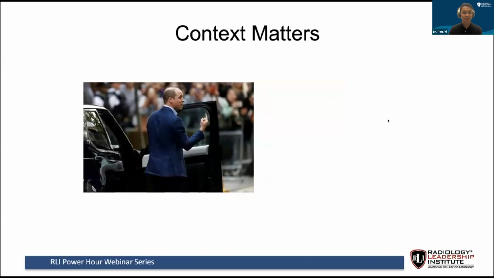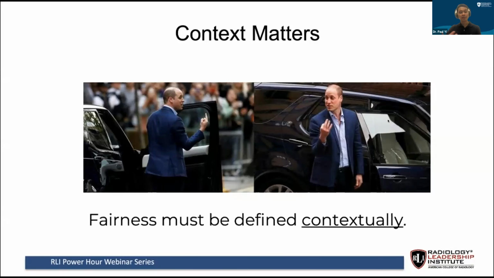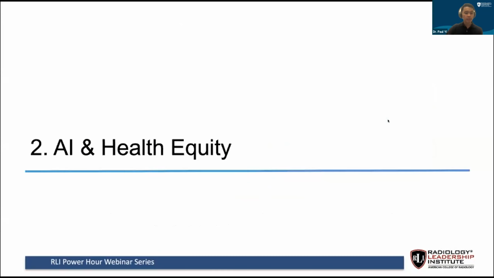Some of you might have seen this photo of Prince William making its rounds on Twitter several years back. From one angle, it looks like he's not being such a nice guy, right? But if you look at the frontal, or actually an AP view of him, he's actually holding up 3 fingers. And so like any radiologist knows, one view is no view. We need to know the context, and I think fairness is no exception to that rule. So let's talk about AI and health equity now that we have some basic terminology and ideas of some of the challenges with defining these standards.